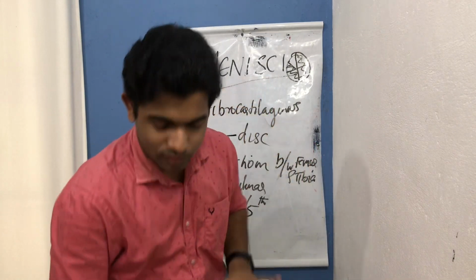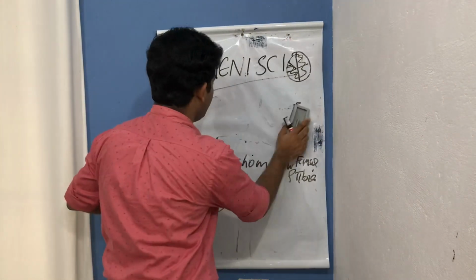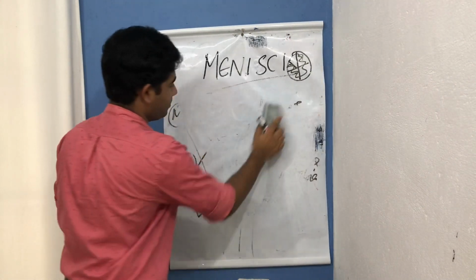One of the major actions of the meniscus is that it increases the concavity and helps in increasing the stability of the knee joint. Now let us examine in detail the medial and lateral meniscus.